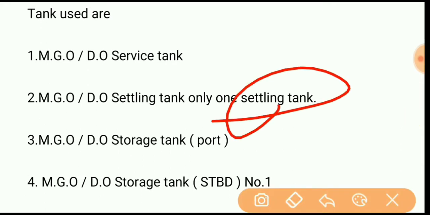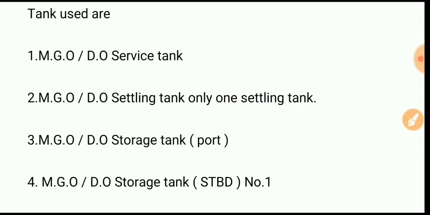The settling tank is used for gravity separation of water, sludge, and heavy particles. And in the service tank, DO or MGO is transferred from the settling tank through the centrifuge. And from the service tank, fuel is used in the boiler, incinerator, or generator.